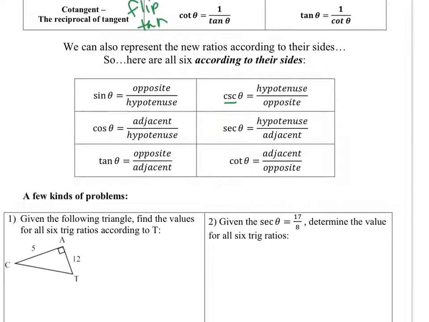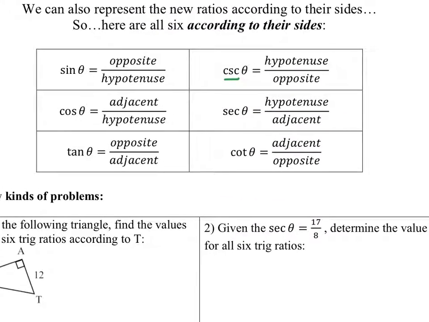You can also represent them according to their opposite, adjacent, and hypotenuse. So as you can see, sine here is opposite over hypotenuse. If we flip it, it's hypotenuse over opposite, and that made cosecant. Pretty exciting. And the same with these two guys.